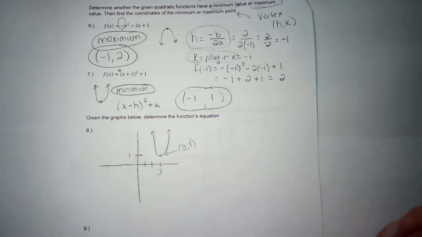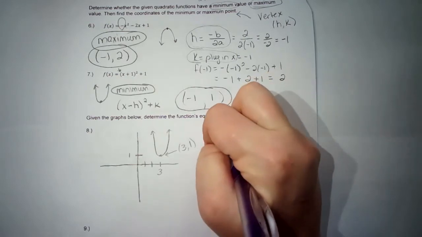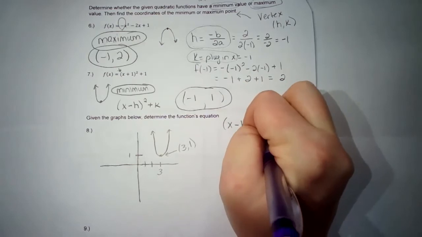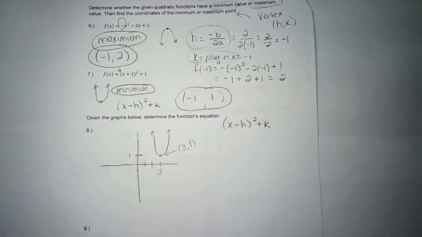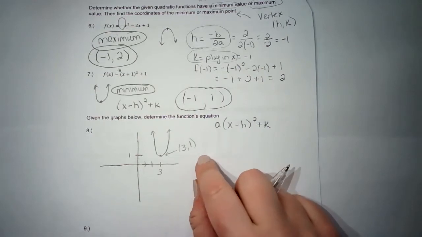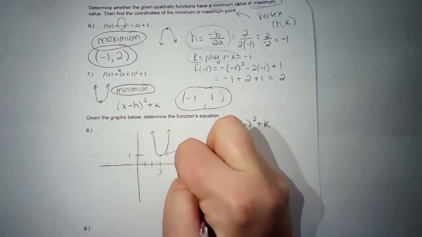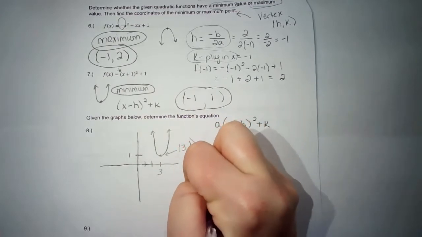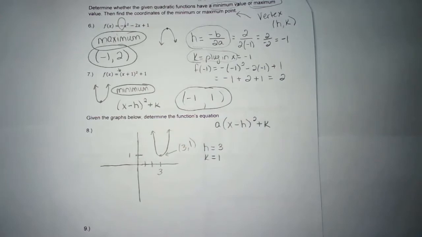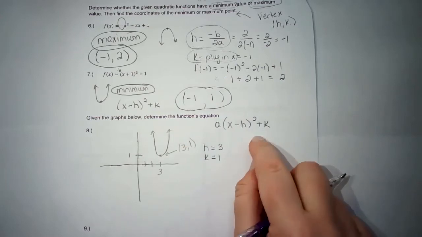So given the graph below, determine the function's equation. You have to write the equation now. Okay, so we're going to use this equation situation that we had. You could put an a out front, just meaning it's either going to be a positive 1 or a negative 1 situation. So if we were to write the equation on this, first of all, 3, 1 is the vertex, which means that h is going to be 3 and k is going to be 1. We take it right from the vertex. Now we need to plug it into this equation.